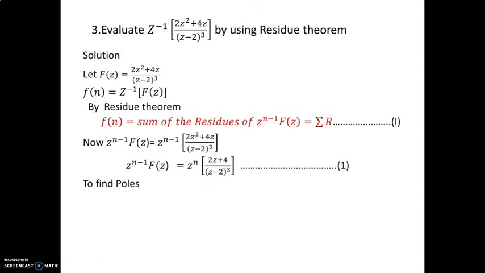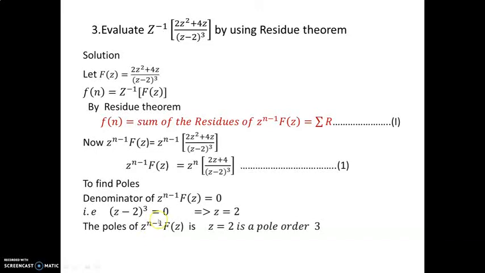Next, to find the poles. The procedure for finding poles: the denominator of z^(n-1) f(z) is (z-2) the whole cube. So (z-2)^3 = 0, we get z = 2 is a pole of order 3. Therefore, the pole of z^(n-1) f(z) is z = 2, a pole of order 3. We get a single pole, that is only one pole, so one residue exists.